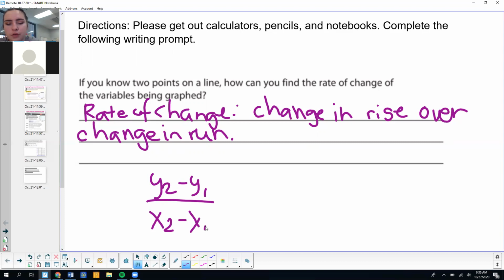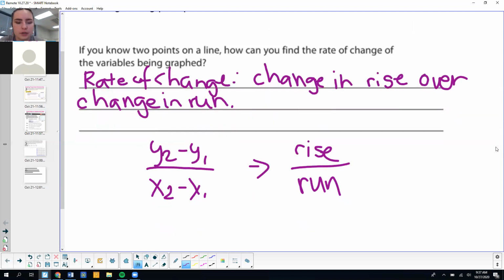Also, we can write it as rise over run. So you'll hear me say rise over run, rise over run. What that's saying is we're doing change in y over the change in x to see the change in our slope as we go up.